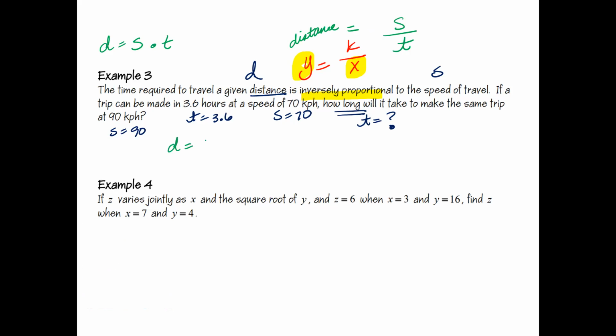So if distance equals S divided by time, let's use the first information they give us. If a trip can be made in 3.6 hours, so I'm going to replace that T with 3.6, at a speed of 70 kilometers. So that's going to be 70. Now I'm going to go ahead and find the distance, okay? So then let's go ahead and divide this. So 70 divided by 3.6 is my distance.